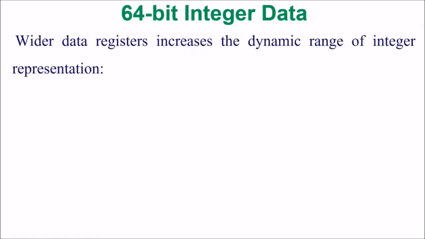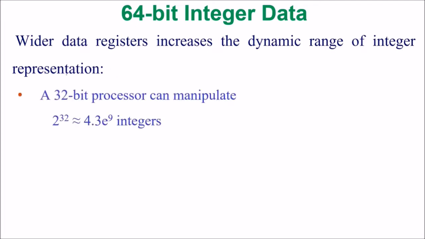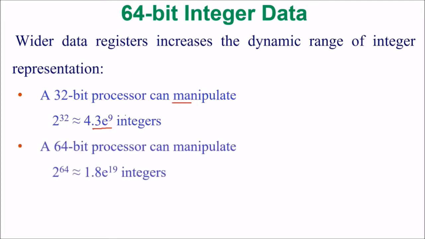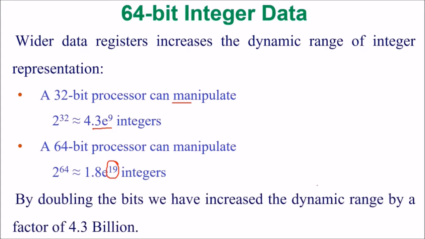So what do we mean by 64-bit integer data? Wider data registers increase the dynamic range of integer representation. For example, a 32-bit processor can manipulate 2 to the power 32 integers. But a 64-bit processor can manipulate 2 to the power 64. By doubling the bits, we have increased the dynamic range by a factor of 4.3 billion.